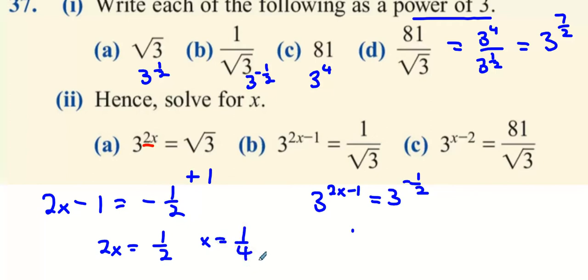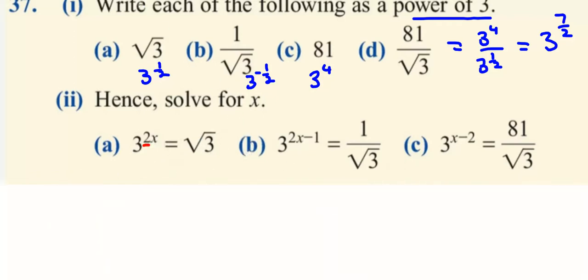Moving on again. Okay. 3 to the power of x minus 2. What's 81 over root 3? We already did it. 7 over 2. It's already done for you above, isn't it? Then what do you do?